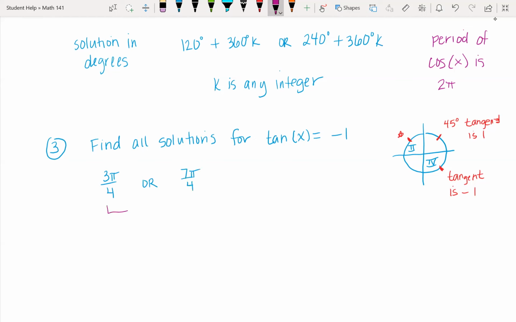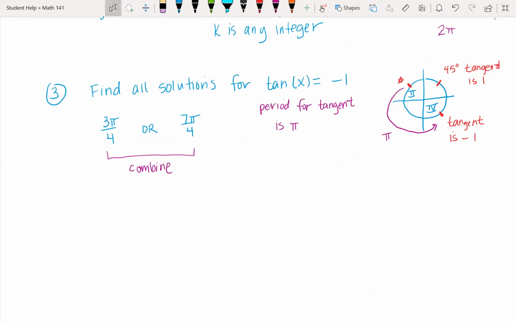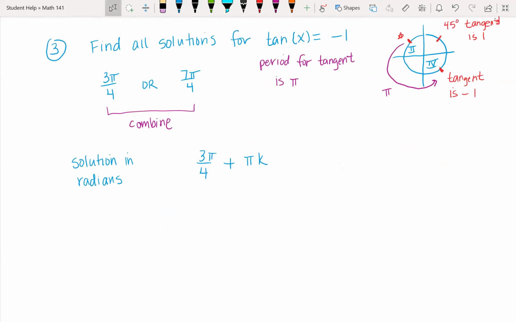But we can combine these two solutions because we know that the period for tangent is pi. It repeats every 180 degrees. And these two solutions here are a distance of pi apart, or 180 degrees apart. So what we'll do is we'll write our solution in radians as 3 pi over 4 plus pi times k. Because when k is equal to 1, it's going to grab that second solution of 7 pi over 4. So we can grab all the solutions just in this way.